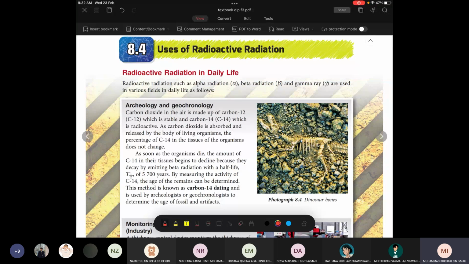Radioactive radiation such as alpha, beta, and gamma are used in various fields in daily life as follows. So we want to know what are the uses? Is it important in our life? How are we going to utilize it for our benefit? So the first one is archaeology and geochronology.